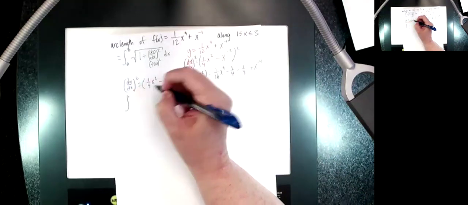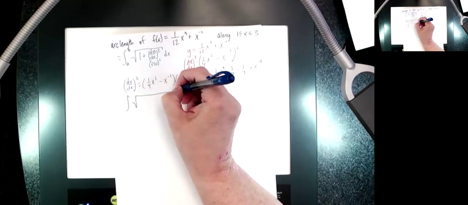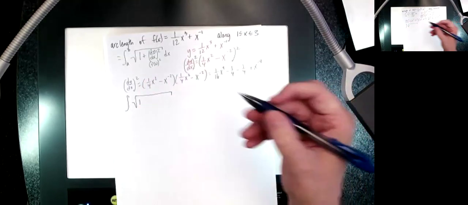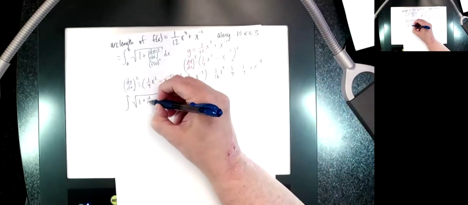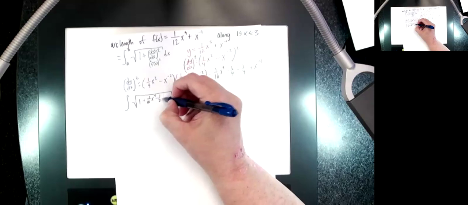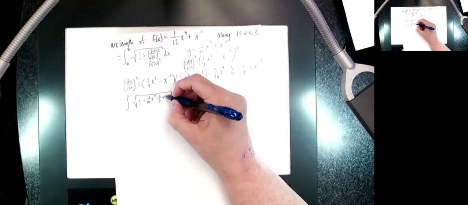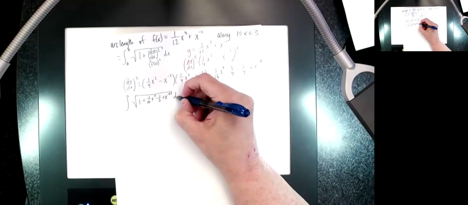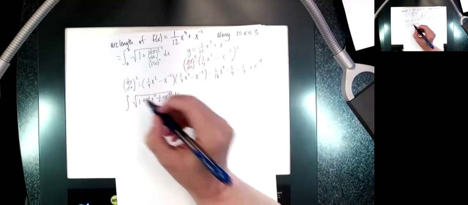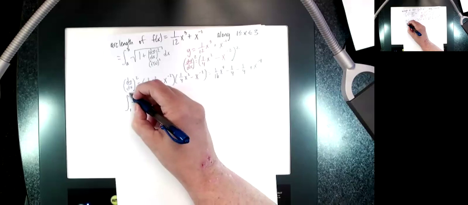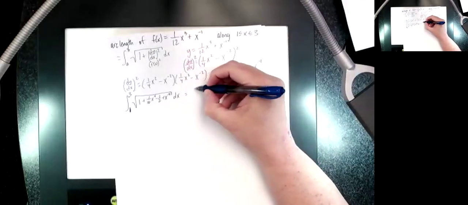My integral will be square root of 1 plus that. And we're doing x from 1 to 3. And you might be going, how are we going to integrate that? Well, it's going to be easier than you think.